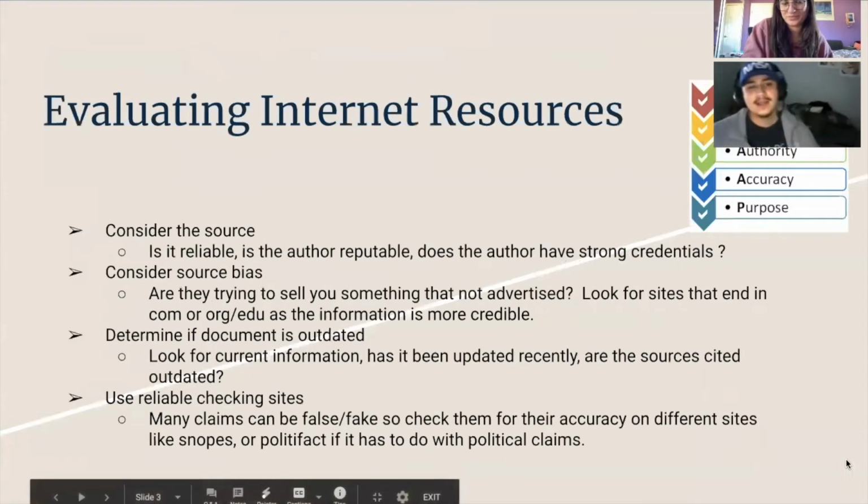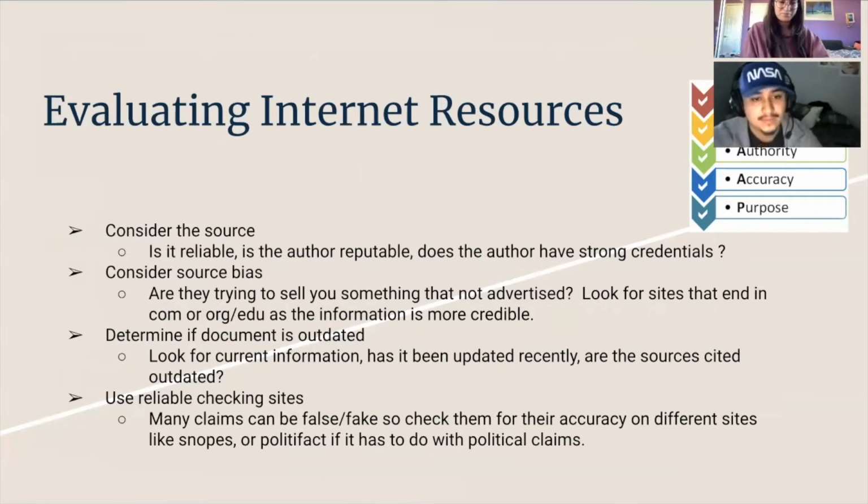Following the next slide, I want to discuss some of the tips when it comes to evaluating internet resources. For example, the first one is you could consider the source. Is it reliable? Does the author have strong credentials? Second, is the source biased? Are they trying to sell you something that is not advertised? Something that can help you with that is looking at the end of the tag, whether it's .com or .org, as the information is way more credible as opposed to not having that.